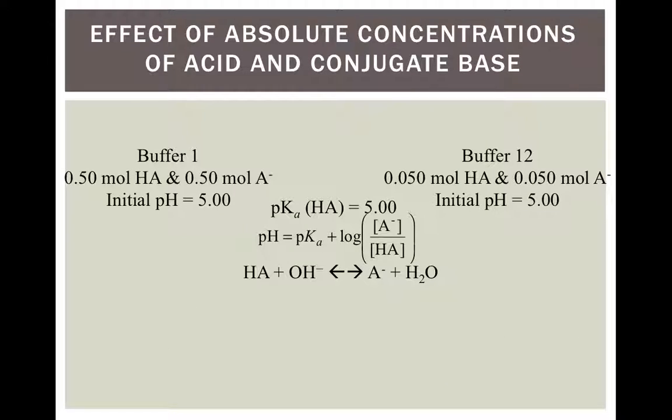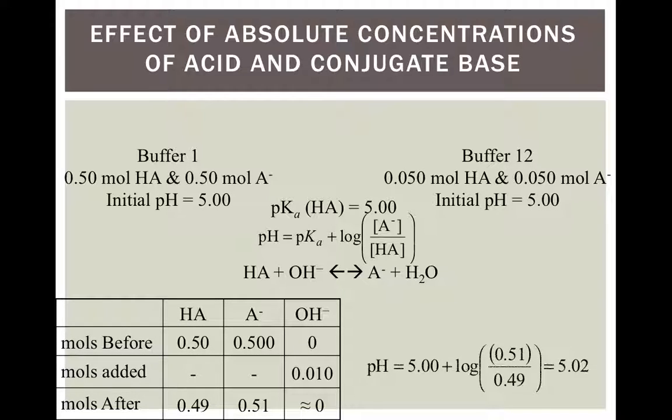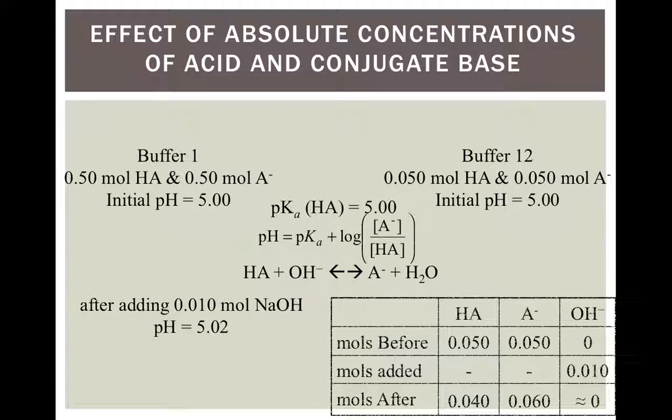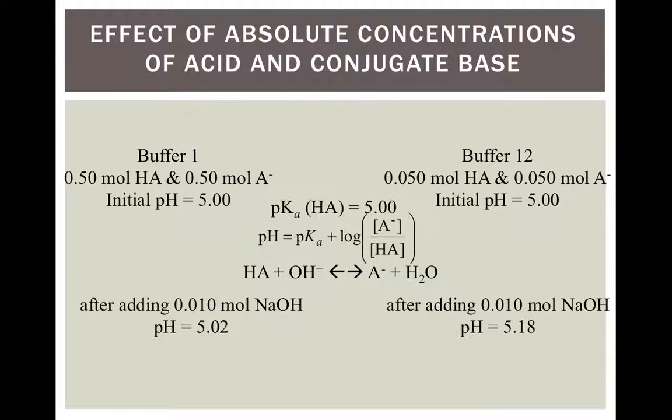Next thing, you're going to compare a buffer that has 0.5 moles of an acid and 0.5 moles of its conjugate base. So this has the same starting concentrations. So you're going to add, again, some NaOH. You're going to get 5.02. Add the same amount of NaOH, you get 5.18.